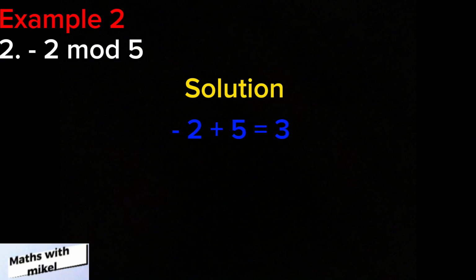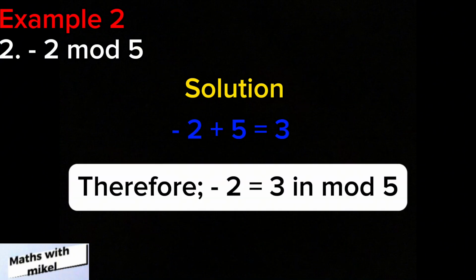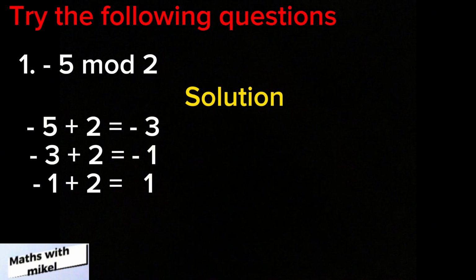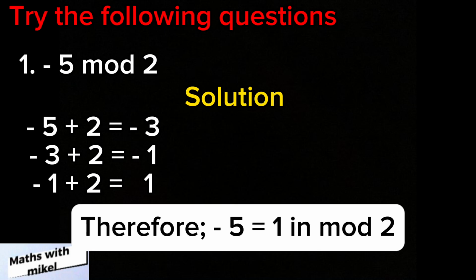Example 2. We have -2 mod 5. So the solution, we add the mod, we get -2 plus 5, and that's 3. So therefore, -2 is equal to 3 in mod 5. Try the following questions. We have -5 mod 2. So you can pause the video and work out the solution yourself before checking the answer. So we conclude that -5 mod 2 is equal to 1.